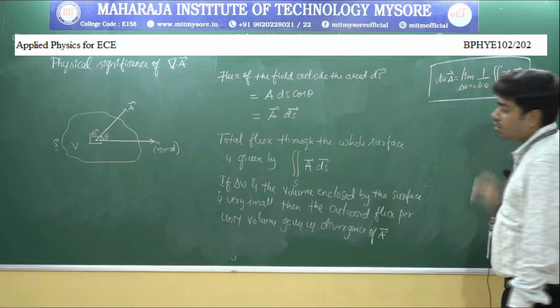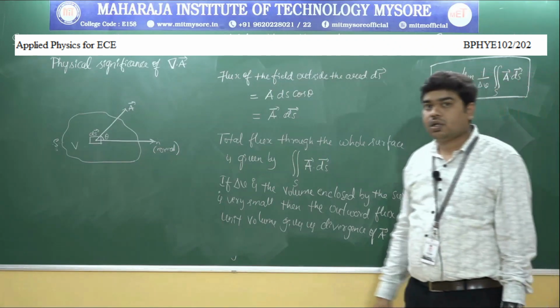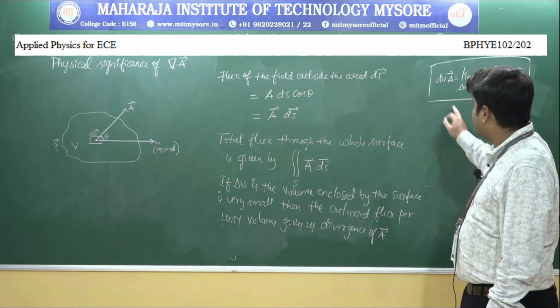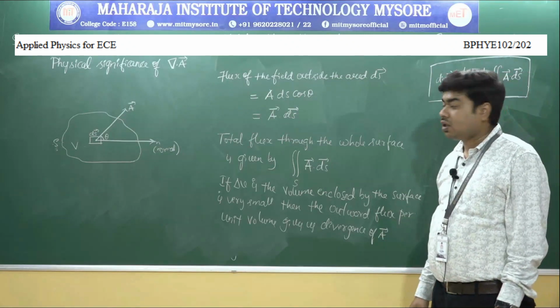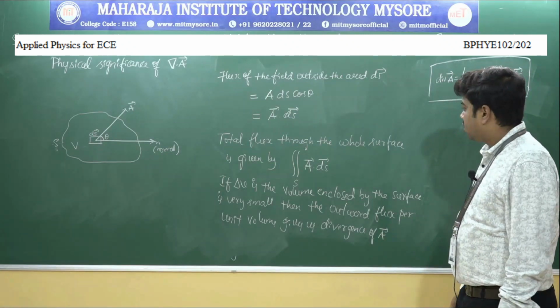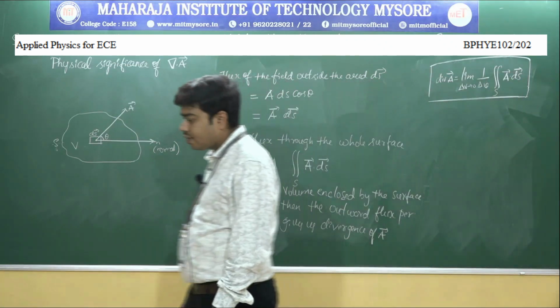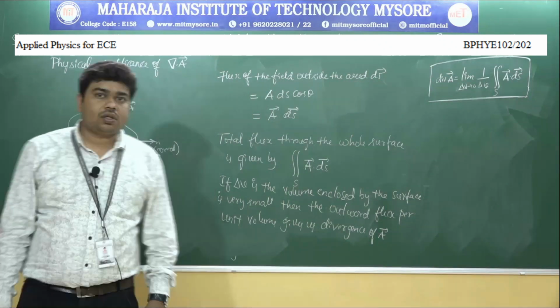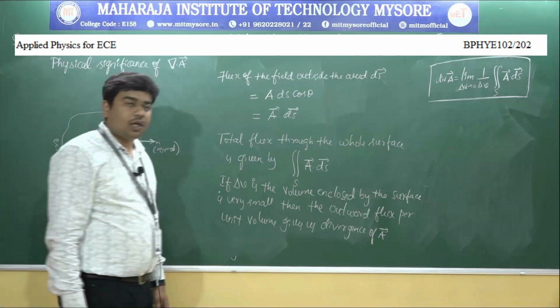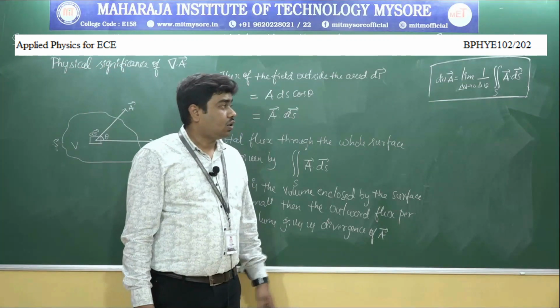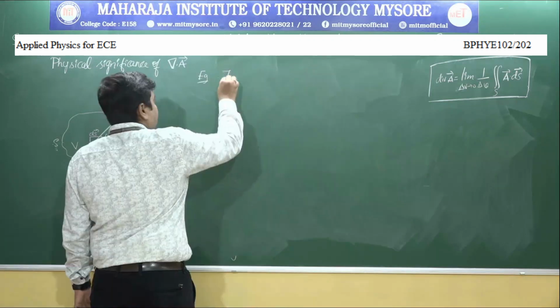So this is the general expression for the divergence of a particular vector. As you can see from the equation, if you consider the divergence of a vector function, the resultant will be a scalar function. Now let us consider an example for this.